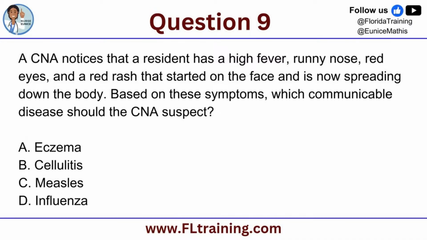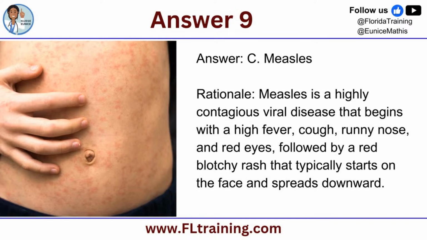All right, here we go. In 5, 4, 3, 2, and 1. The correct answer is C, measles. Measles is a highly contagious viral disease that begins with a high fever, cough, runny nose, and red eyes, followed by a red blotchy rash that typically starts on the face and spreads downward.